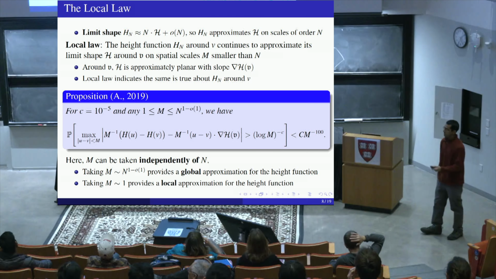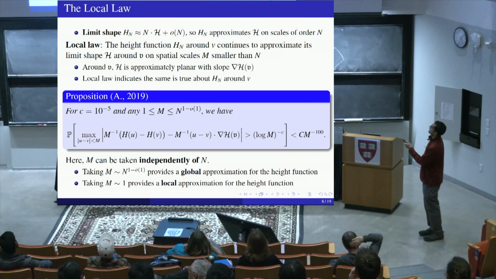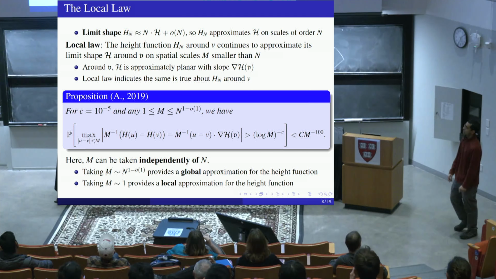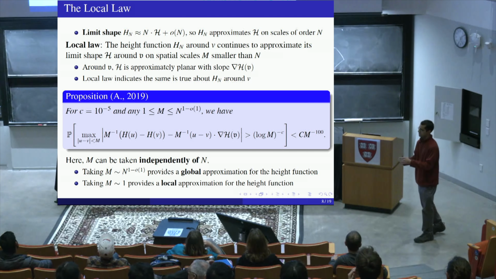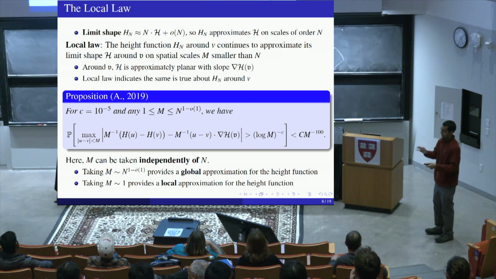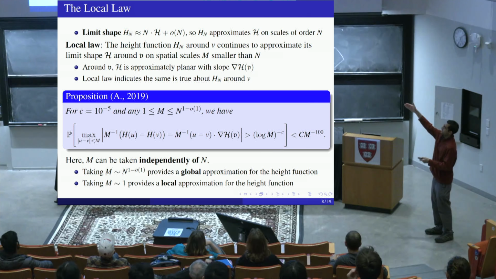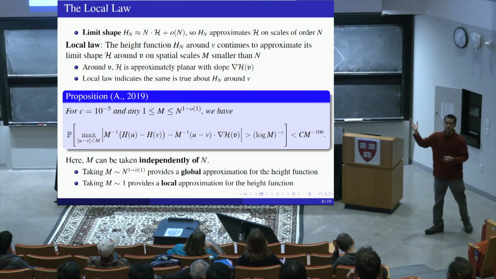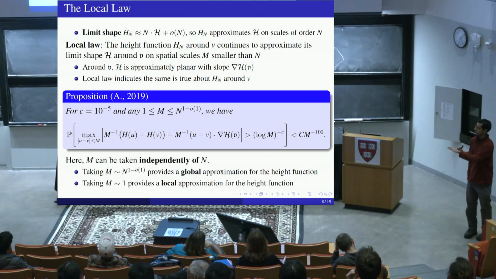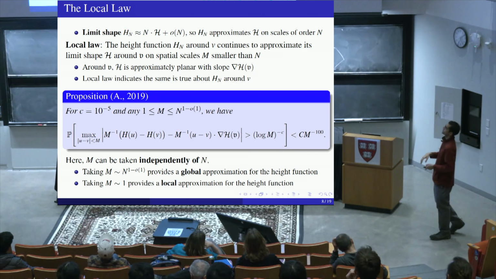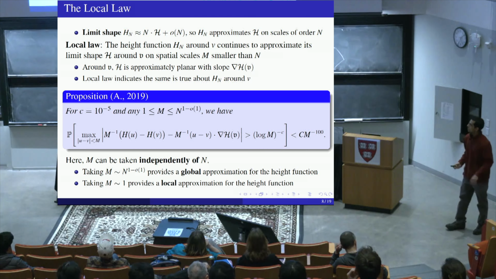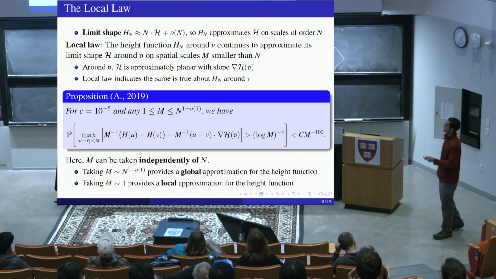Okay? So the local law will give you a way of seeing this approximation on much smaller scales. Keep in mind that around any vertex v where h is smooth, or at least differentiable, this calligraphic h is, almost by definition, approximately planar with the slope given by the gradient of h at v. So locally, h looks like a plane up to some error. What the local law will say is that the same is true about my random height function h_n. So more precisely, the following statement is going to hold.